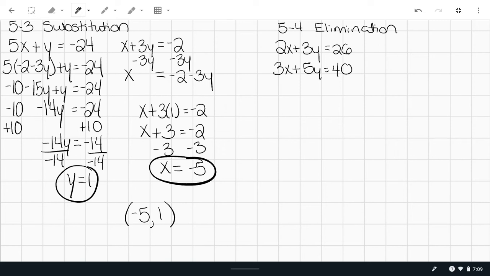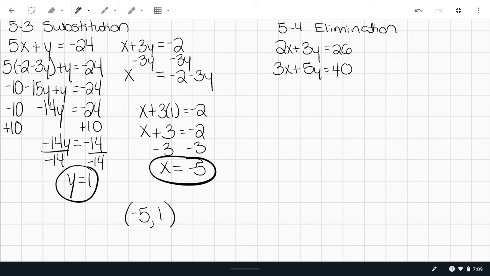So when you are doing elimination, you have to have the same coefficient or the opposite coefficient. And the coefficient is the number in front of the variable. So you're looking at the same variable. So if I was looking at x, I would need the same number. Well, I have a 2 and a 3. They're different numbers. Now I'm going to look at the y. I have a 3 and a 5. They're different numbers. This is when you multiply.